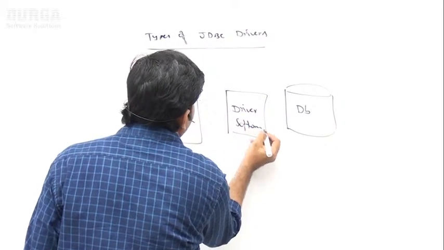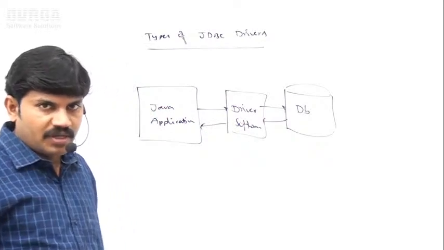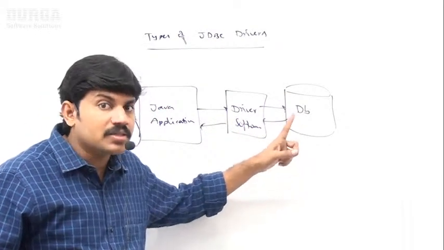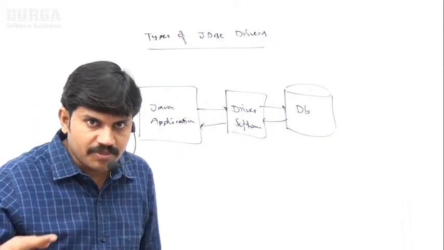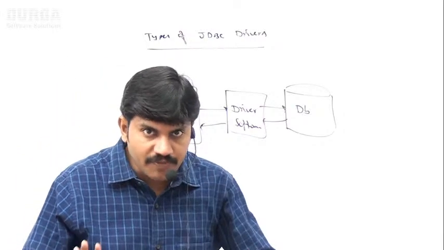In the last videos we covered very clearly what is the need of driver software. To convert Java calls into database specific calls, and database specific calls into Java calls, some translator must be required. That translator is nothing but one driver software. Clear for all of you, right?